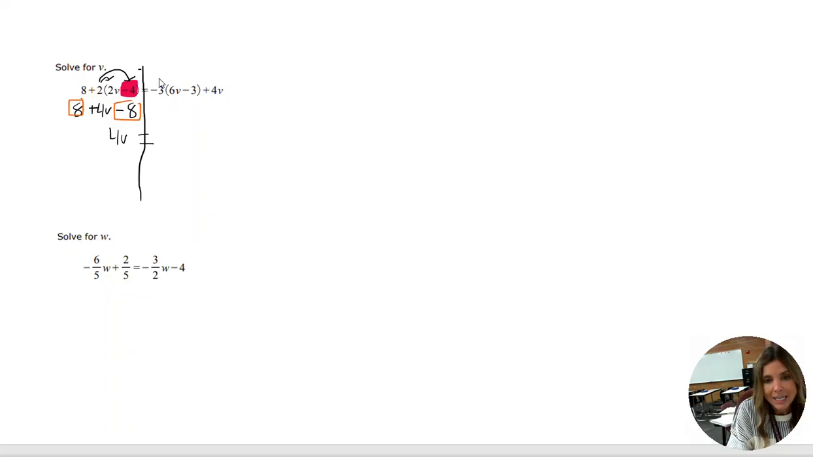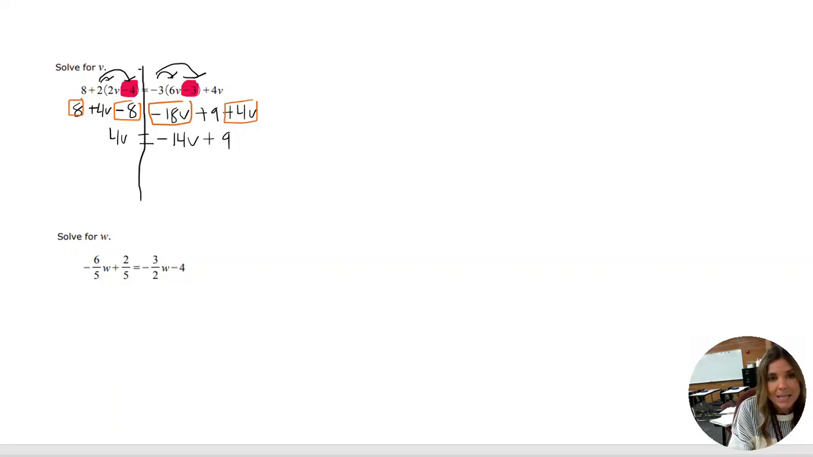Now, once the left side has been simplified, we now simplify the right side. Negative 3 times 6v is negative 18v. Negative 3 times negative 3, there's a subtraction sign in front of it. So negative 3 times negative 3 is positive 9. We still have a positive 4v on that side. We're not done simplifying until we combine these two like terms. So negative 18v and positive 4v is a negative 14v plus 9.